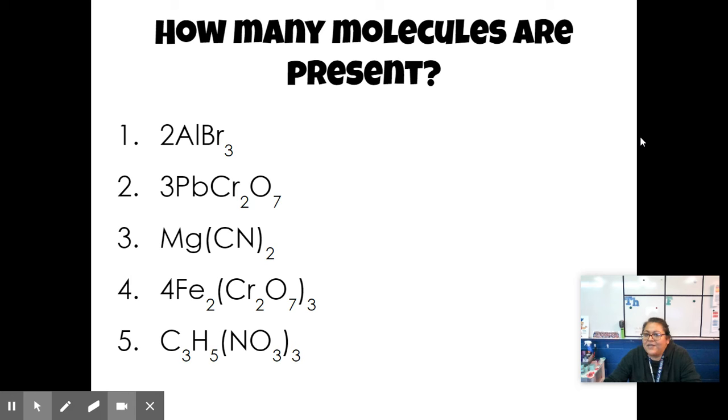Here's my favorite. How many molecules are present? Remember, molecules are like copies. So we're looking for coefficients, right? So we'll do the first one together. How many molecules are there of 2AlBr3? Well, it's got a coefficient of 2, and that's my answer. If it has a coefficient, that's how many molecules it has. So pause, do the rest of them, and then check your work.